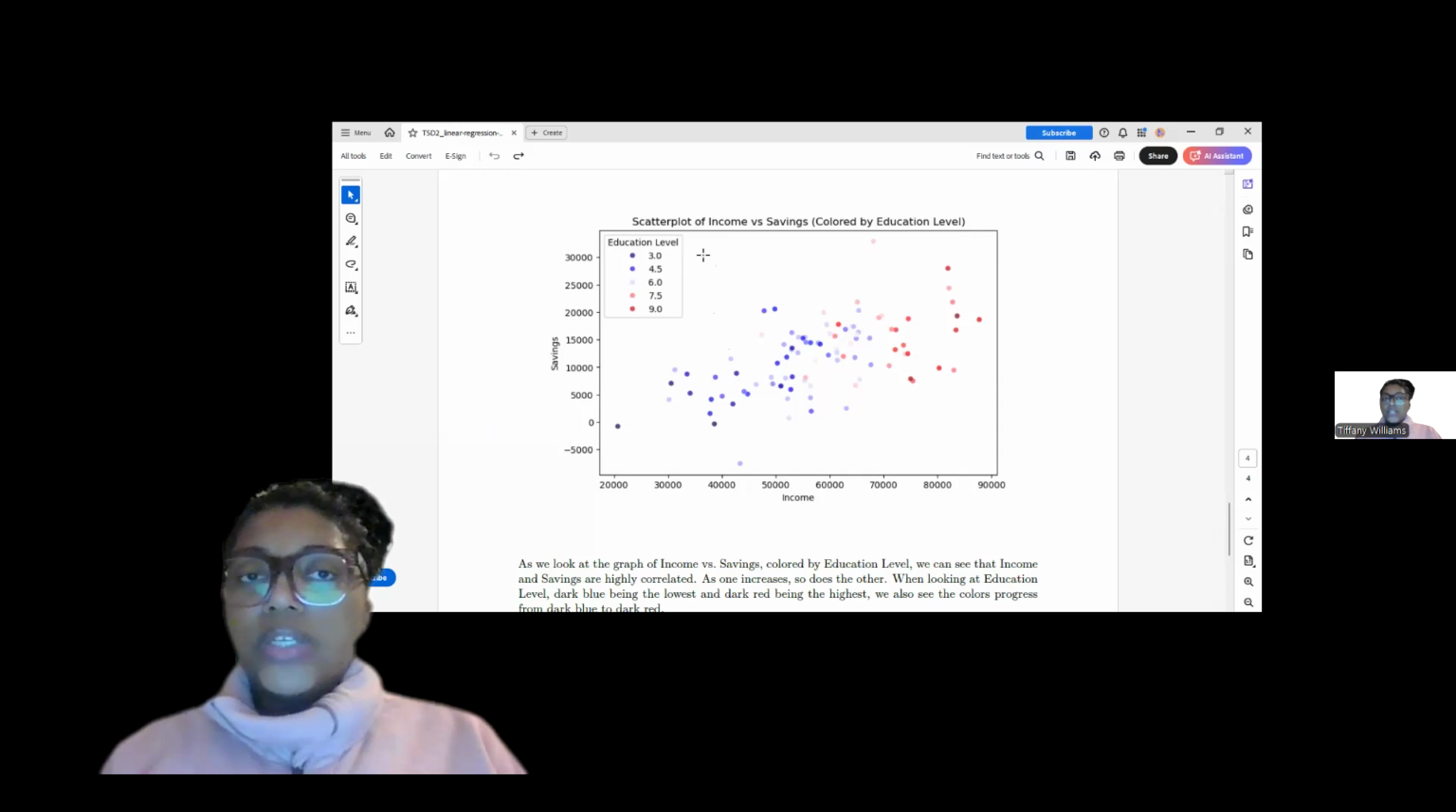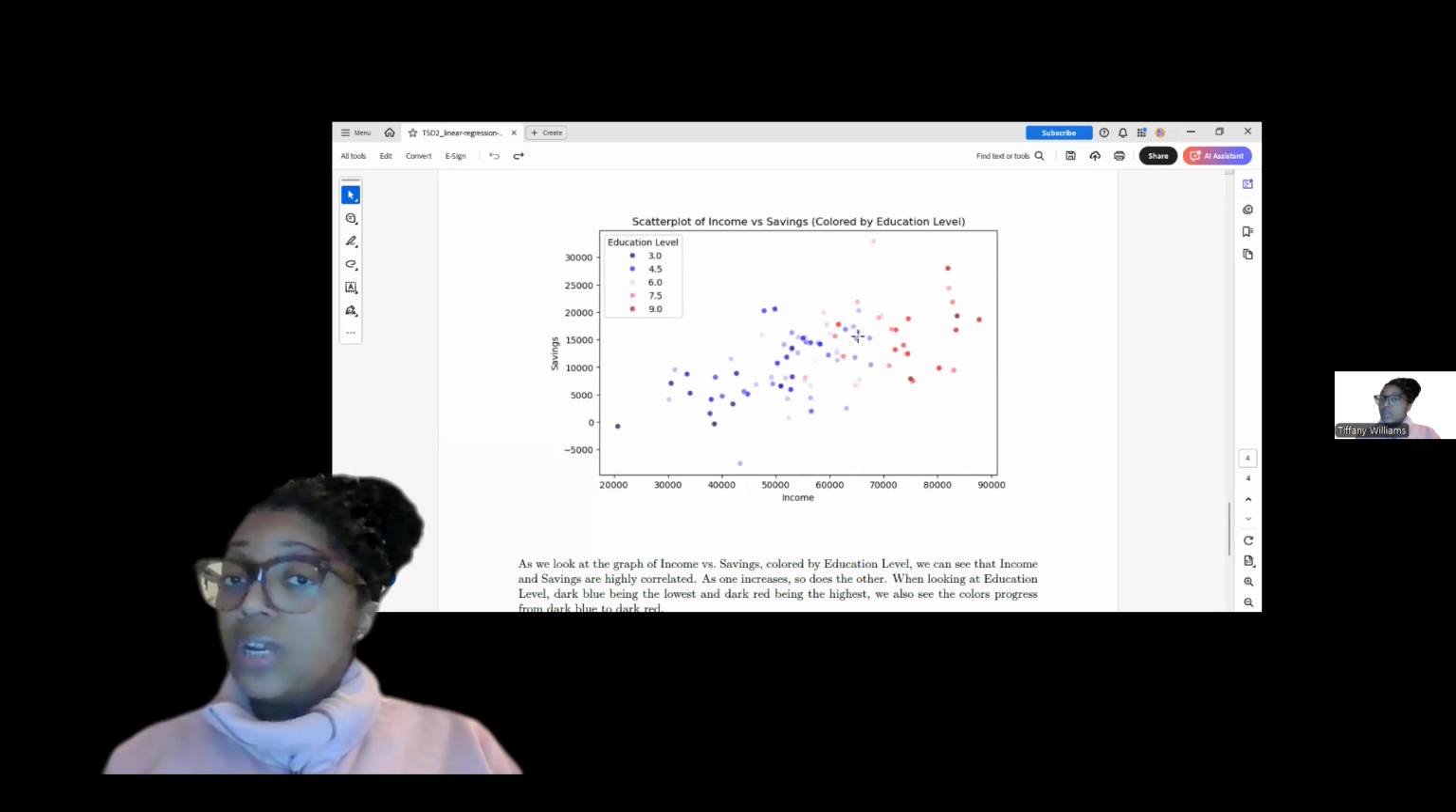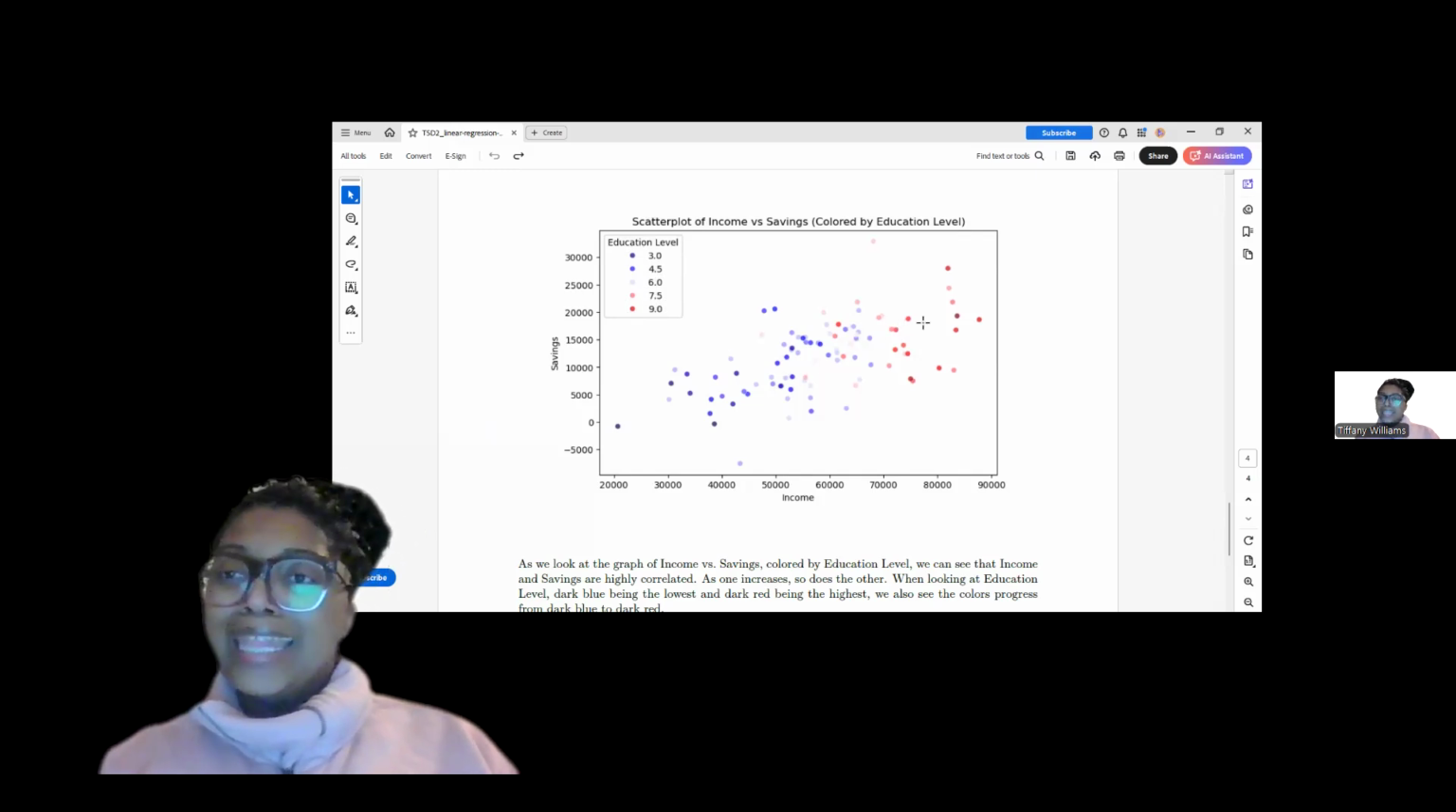As we factor in education level, the lowest level is dark blue and it transitions to a lighter blue, to a faint color here in the middle, then it transitions to a lighter red, and the highest level is a darker red. As we can see, the blues actually start out on our left, which is our lower education levels, and they increase to reds. Again, this shows that there is correlation within these variables. So hopefully that makes sense.